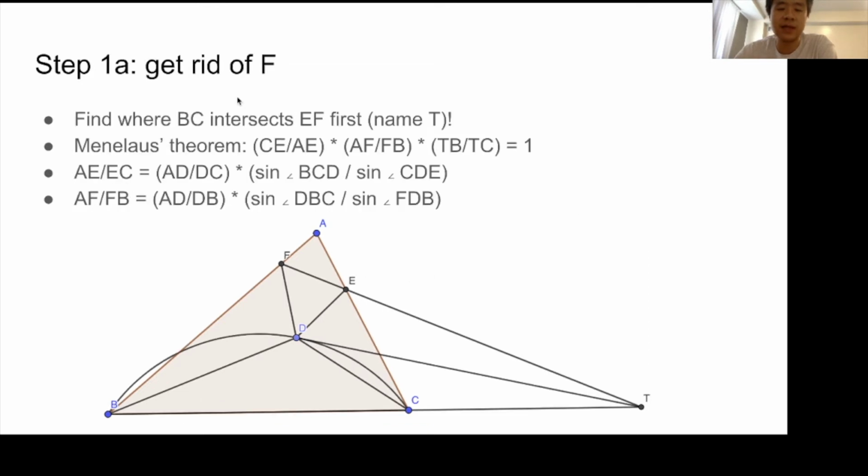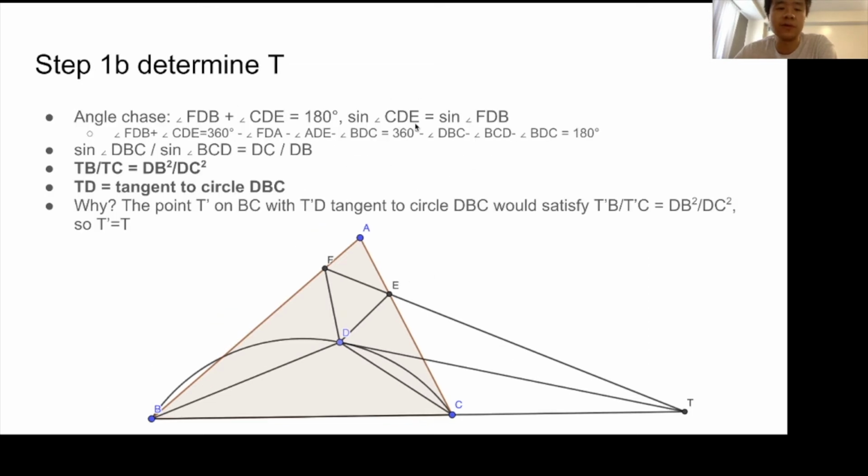This, along with Menelaus' theorem, will give us TB divided by TC equals DB squared divided by DC squared, and this would directly imply that TD is tangent to the circle DBC, provided of course also that T lies outside of the segment BC. But why is it so?